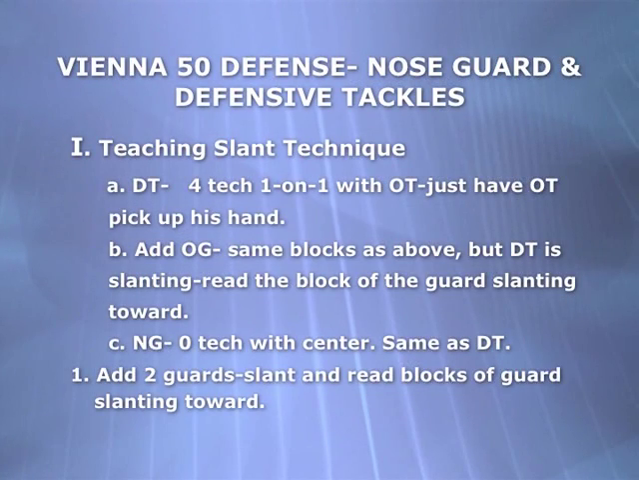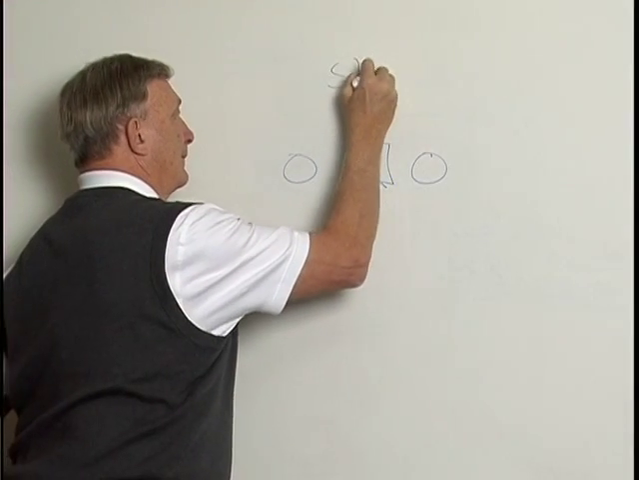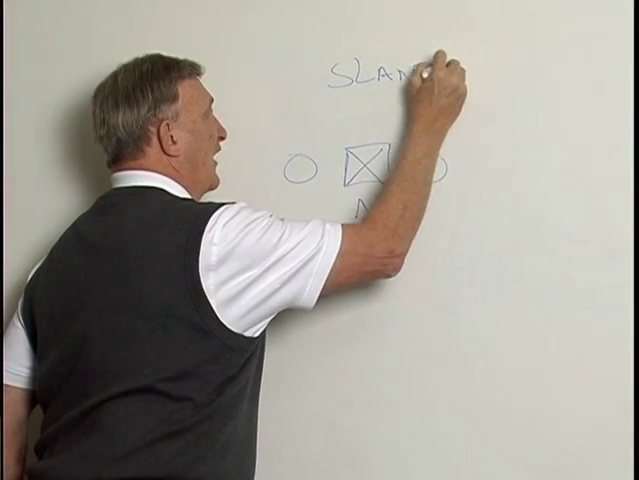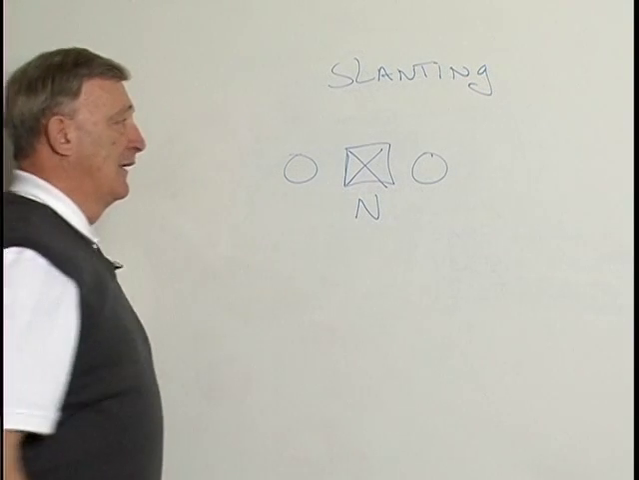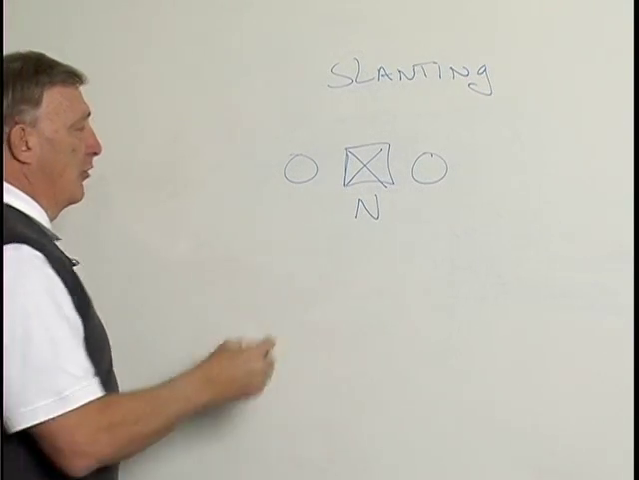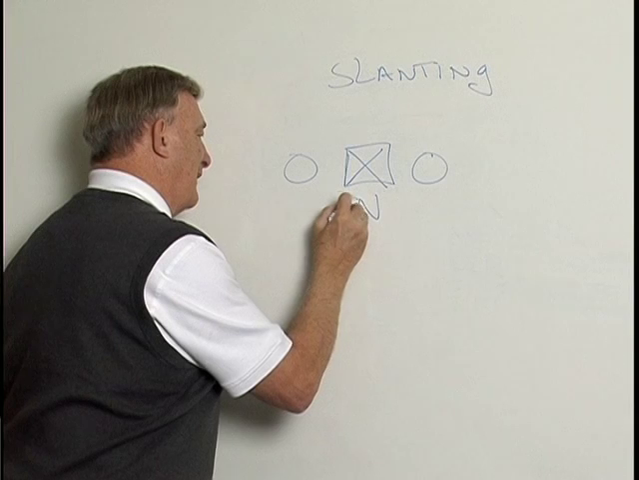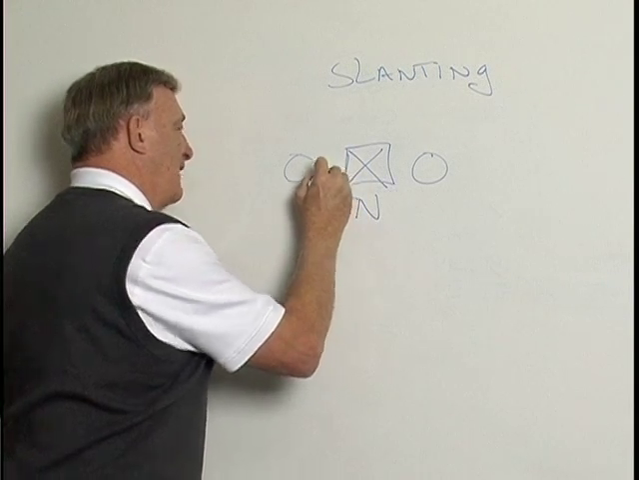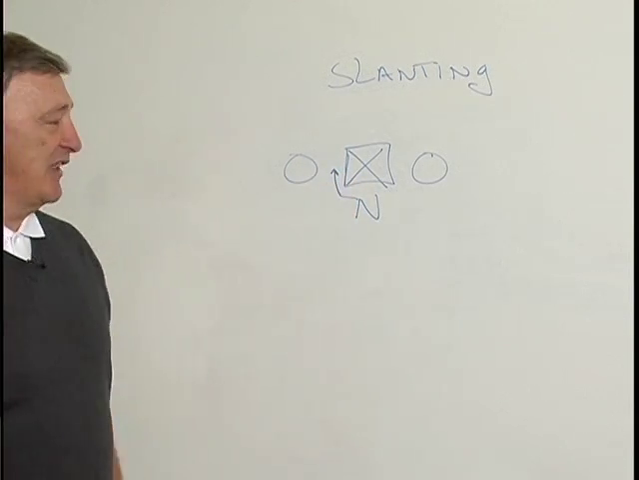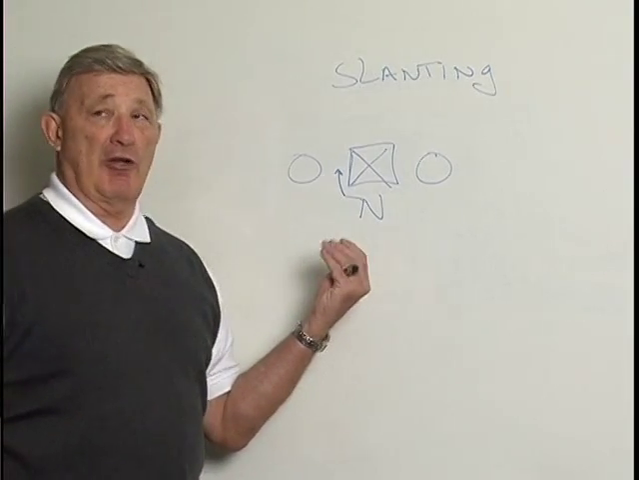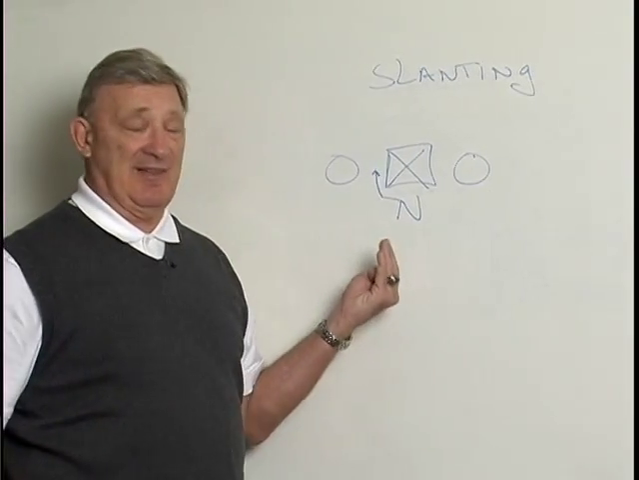Okay, now I want to look at slanting. This is where it gets a little bit difficult for our nose guards and our tackles. Let's go with our nose guard first. When we are slanting or angling, slant is to strength, angle is away from strength. When our nose guard slants, we expect him to defeat the center if the center is reaching him. We're going to back our nose guard off the line of scrimmage a little bit when he is slanting.